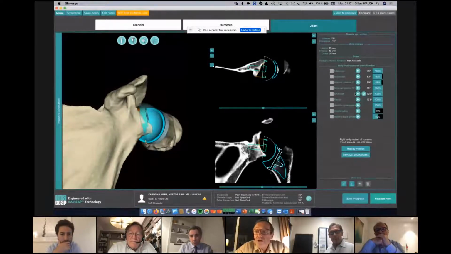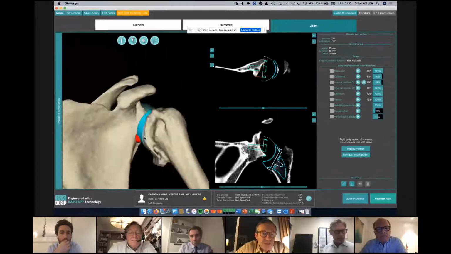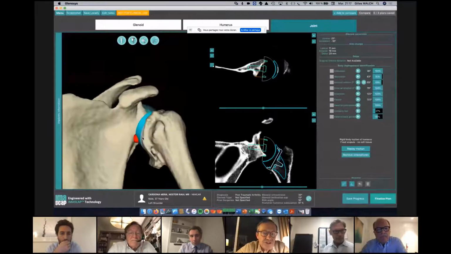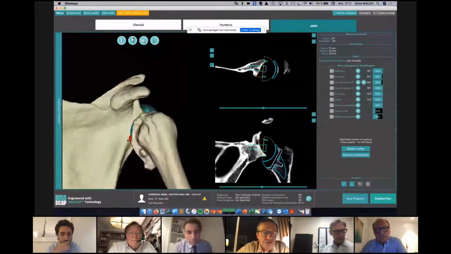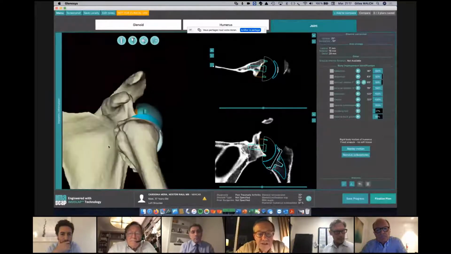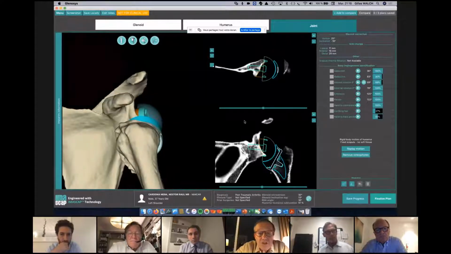So I check also that internal rotation is about 90 degrees, just for the patient to be able to reach the back. And the limit of internal rotation is not friction, but abutment. So it's important to check that you have 90 degrees. Here, I'm okay. I have 90 degrees. So I would accept this. I like that. The range of motion is correct.